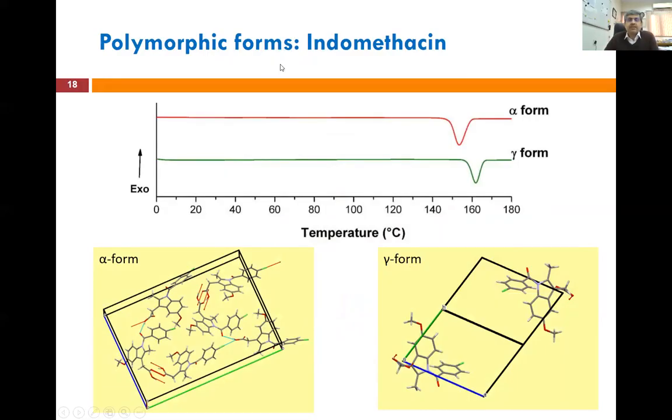We can characterize the polymorphic forms of APIs using DSC. Here is an example of indomethacin, which exists in alpha form and gamma form. This is the melting point of the alpha form, and this is the melting point of the gamma form. And this is the crystal lattice arrangement of alpha form, and this is for the gamma form. Since the crystal arrangement in the unit cell is different, that is why most of the polymorphic forms will show different melting points, and they can be recorded using a DSC equipment.